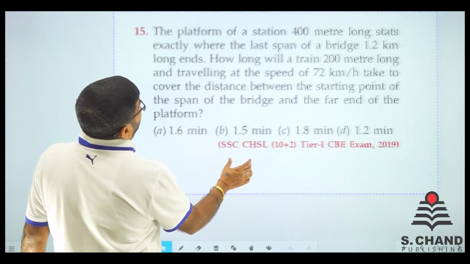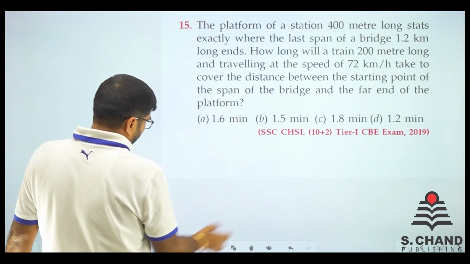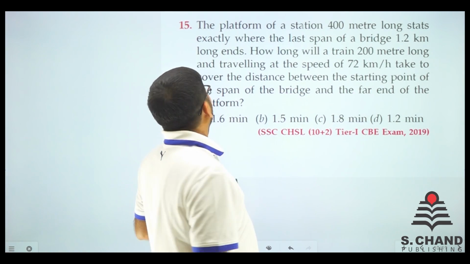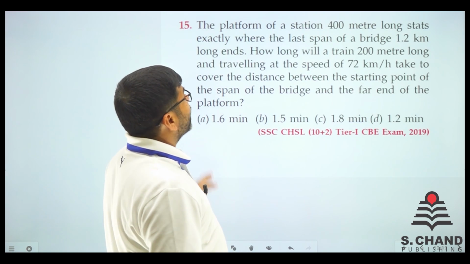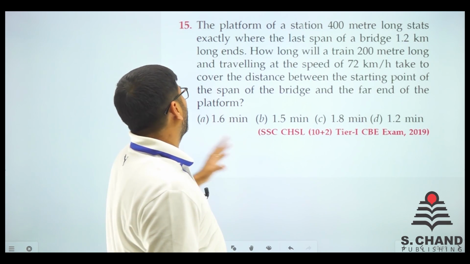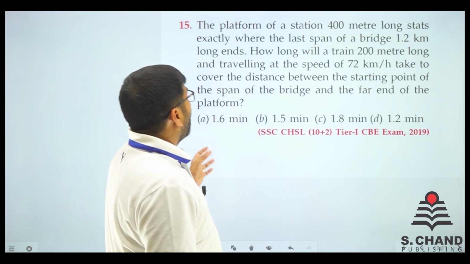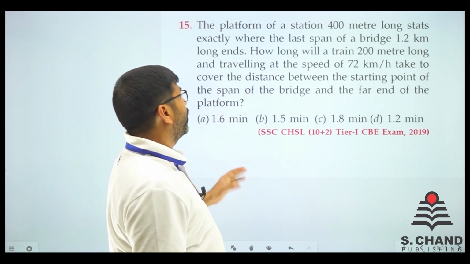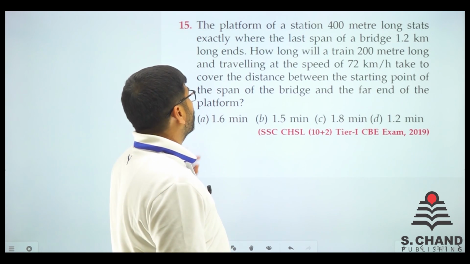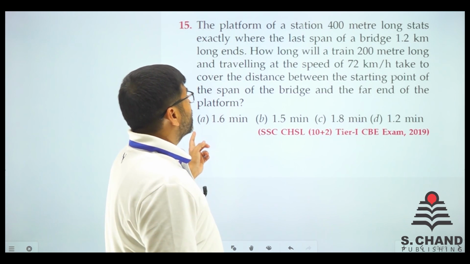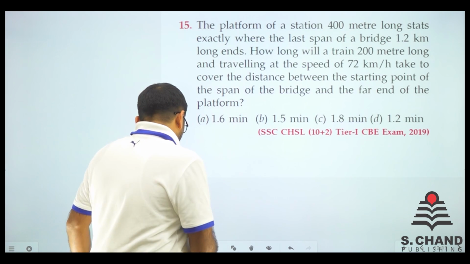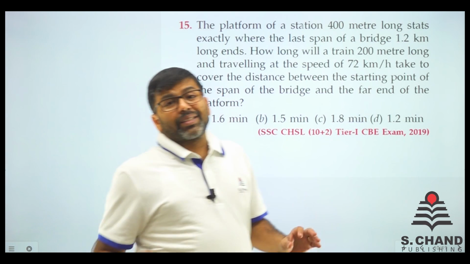Question number 15. The platform of a station is 400 meter long. So the platform is given. Exactly where the last span of a bridge 1.2 kilometer ends. How long will a train of 200 meter length, traveling at the speed of 72 kilometer per hour, take to cover the distance between the starting point of the span of the bridge and the far end of the platform? We need to find the time, right?